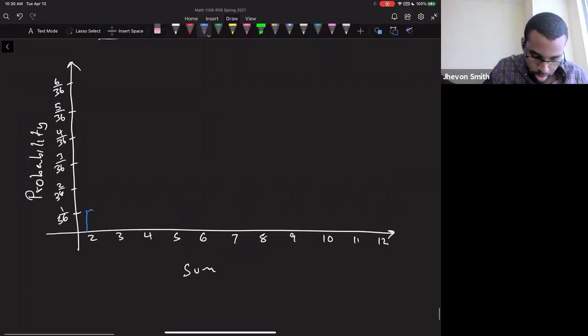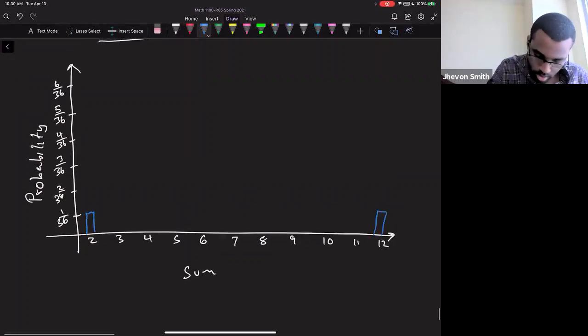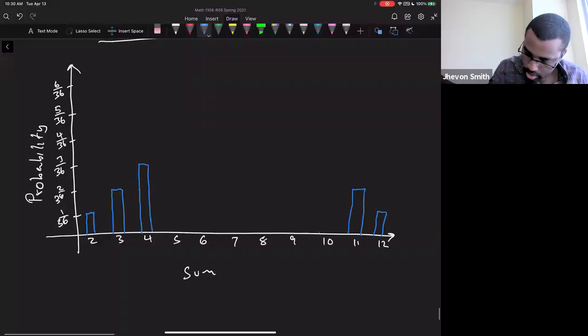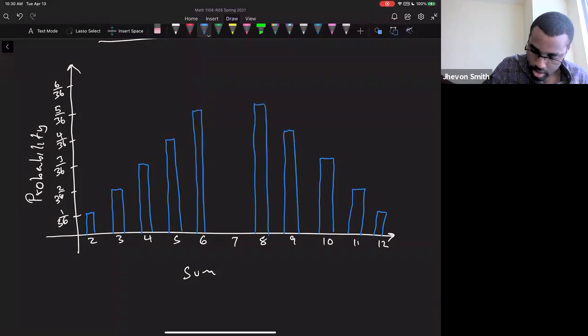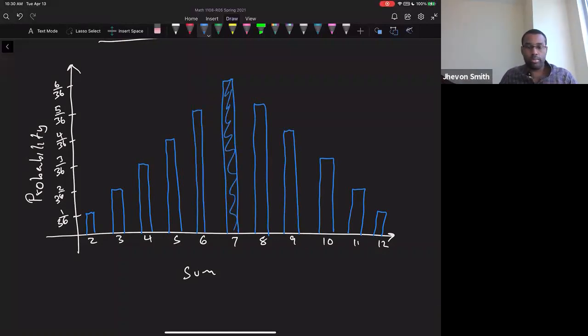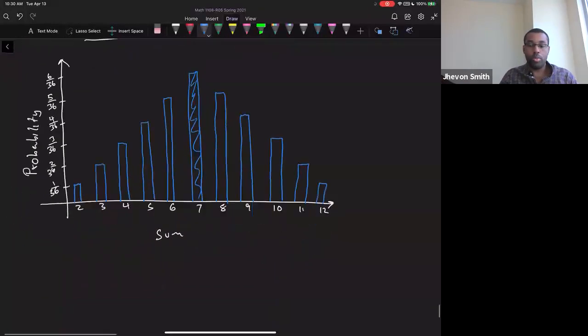Notice that the 2 can happen in one way, so can the 12. 3 can happen in 2 ways, so can the 11. 4 can happen in 3 ways, so can the 10. 5 can happen in 4 ways, so can the 9. 6 can happen in 5 ways, so can the 8. And the 7 can happen in 6 ways. Notice that the 7 is the one that's most likely, although compared to all the others, it's not super likely that you'll get a 7.